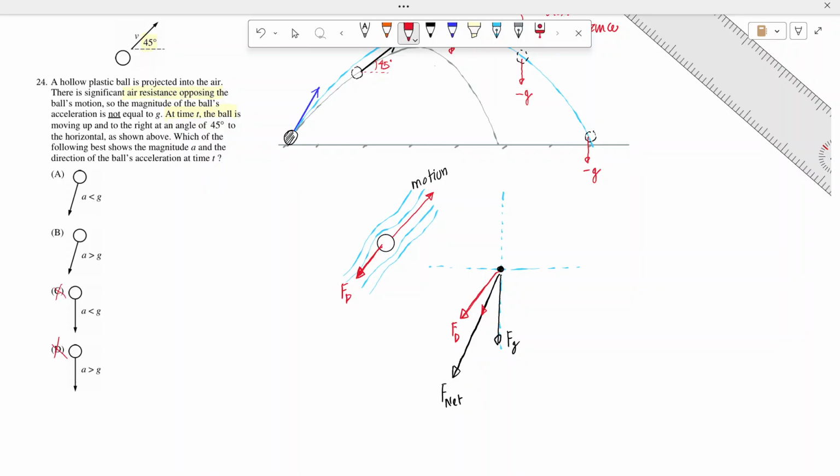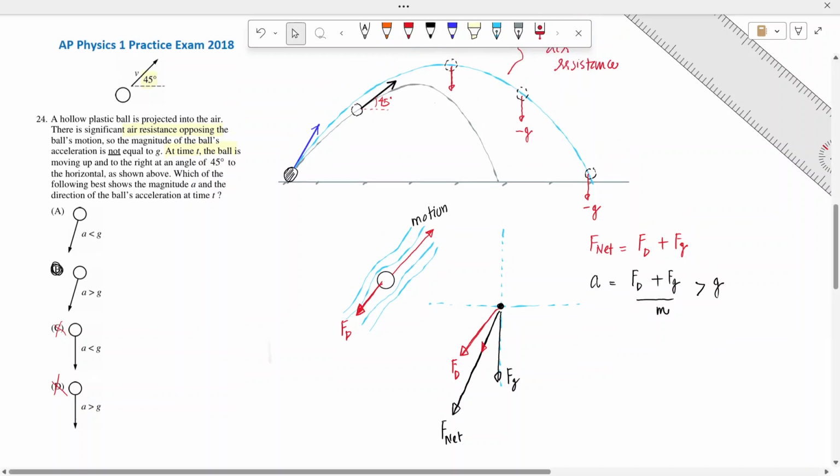It is either A or B, but remember, what is the net force? Can I say the magnitude of the net force is the sum of the drag force and the force of gravity? So that's why the magnitude of acceleration is the sum of these two forces divided by mass. That's why it must be more than g. So that's why the right answer should be option B. I hope you understand.